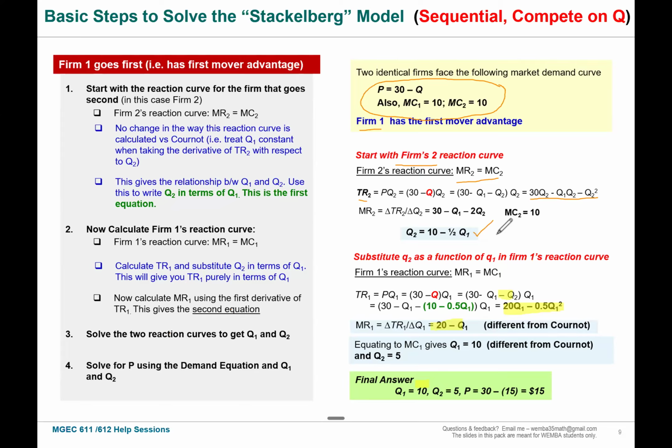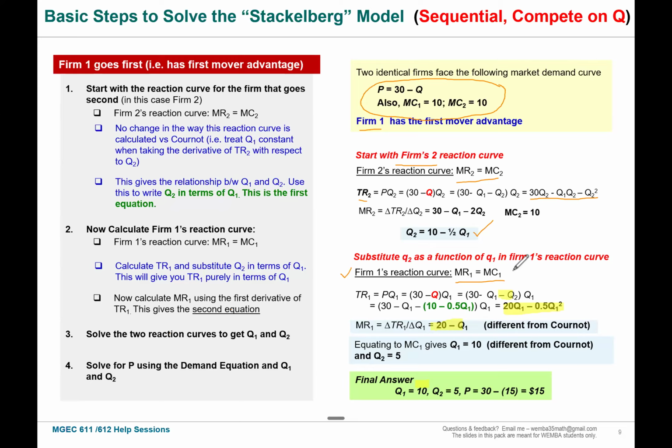So far, the reaction curve for the follower firm in Stackelberg is exactly the same process as the reaction curve for the second firm in Cournot. No change so far. We treated Q1 as constant when we did the differentiation. Now comes the change. So now I go to firm 1, which is the leader firm here, and calculate its reaction curve. Same idea, MR1 equal to MC1.